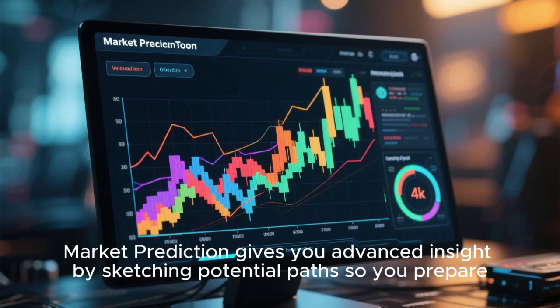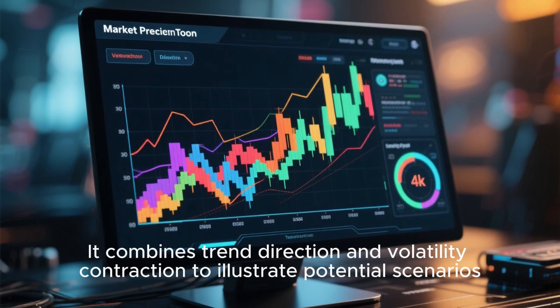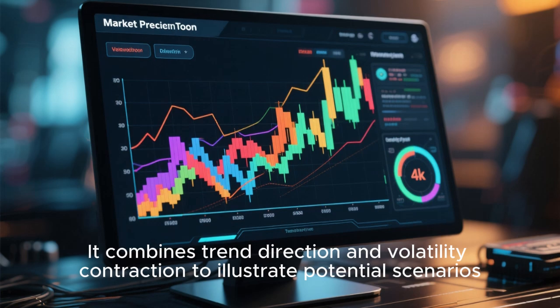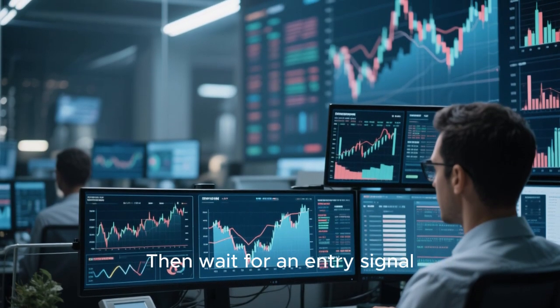Market prediction gives you advanced insight by sketching potential paths so you prepare, not react. It combines trend direction and volatility contraction to illustrate potential scenarios. Look for these paths near structure for increased edge, then wait for an entry signal.